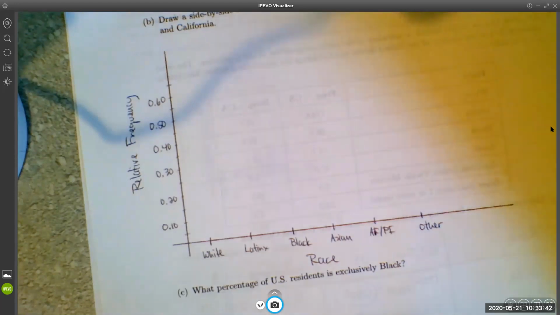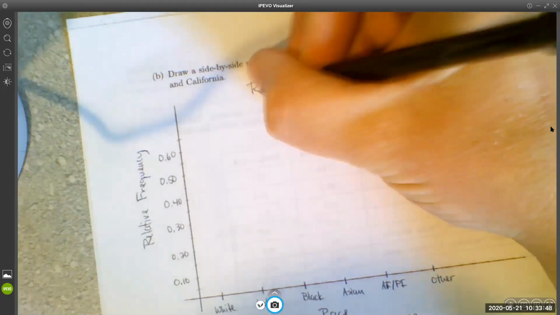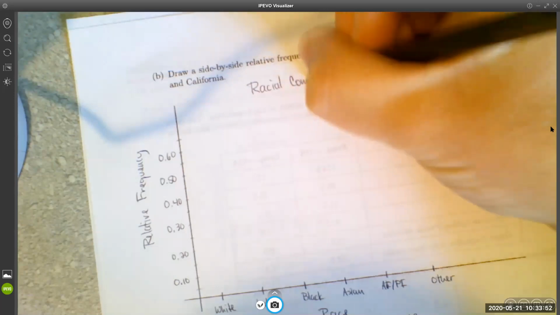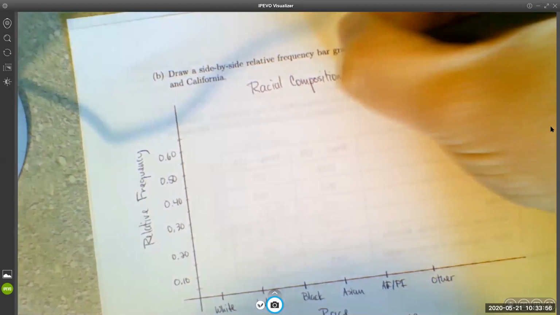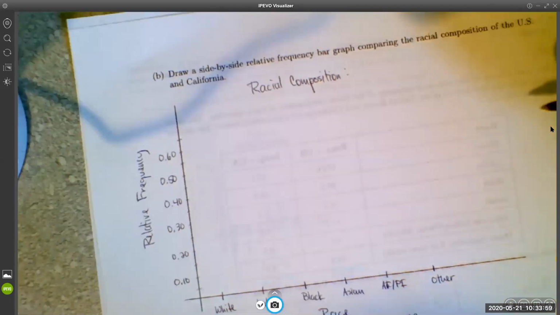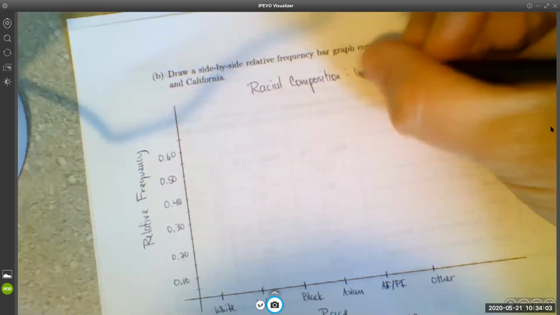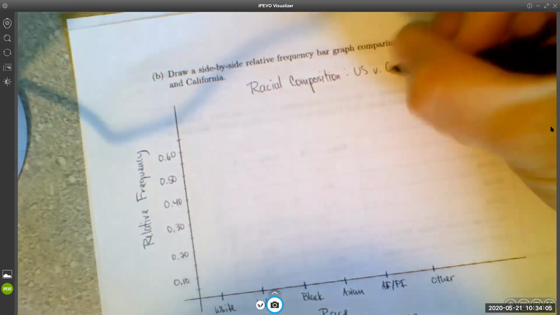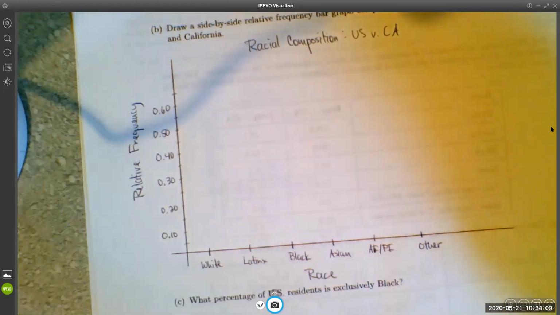I should also give my graph a title. So I'm going to call this racial composition. And I'm comparing the US data to the California data. So US versus California, something like that. Okay, now that I have all that groundwork laid, I can go back and start drawing my bars.